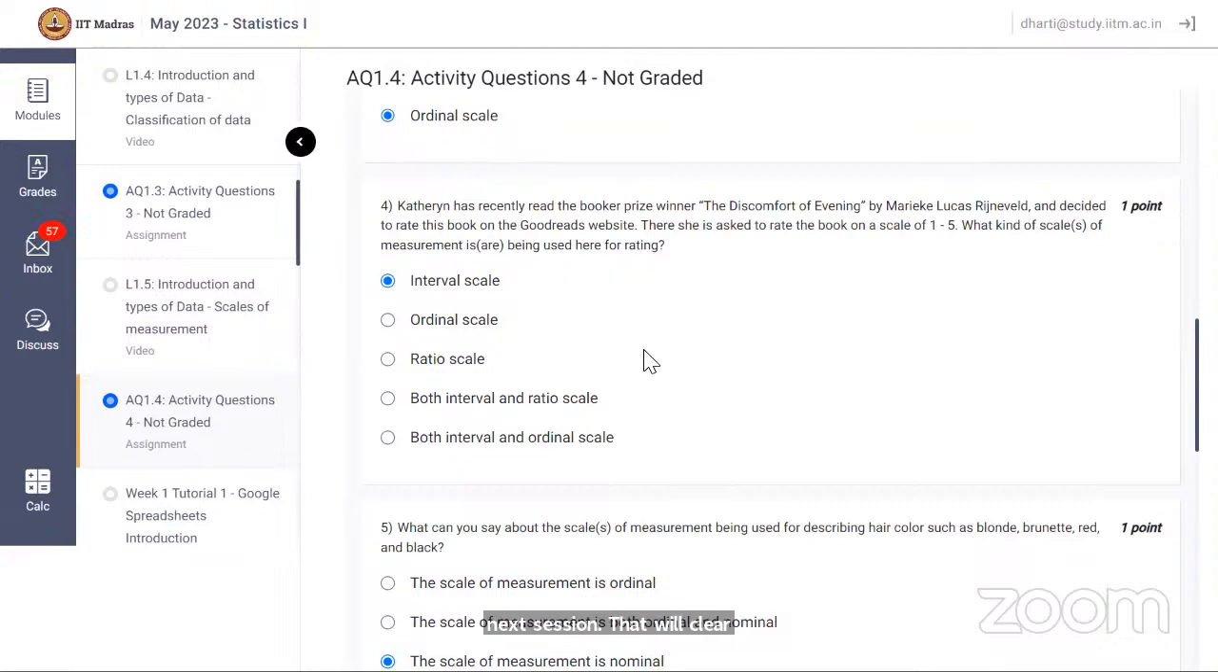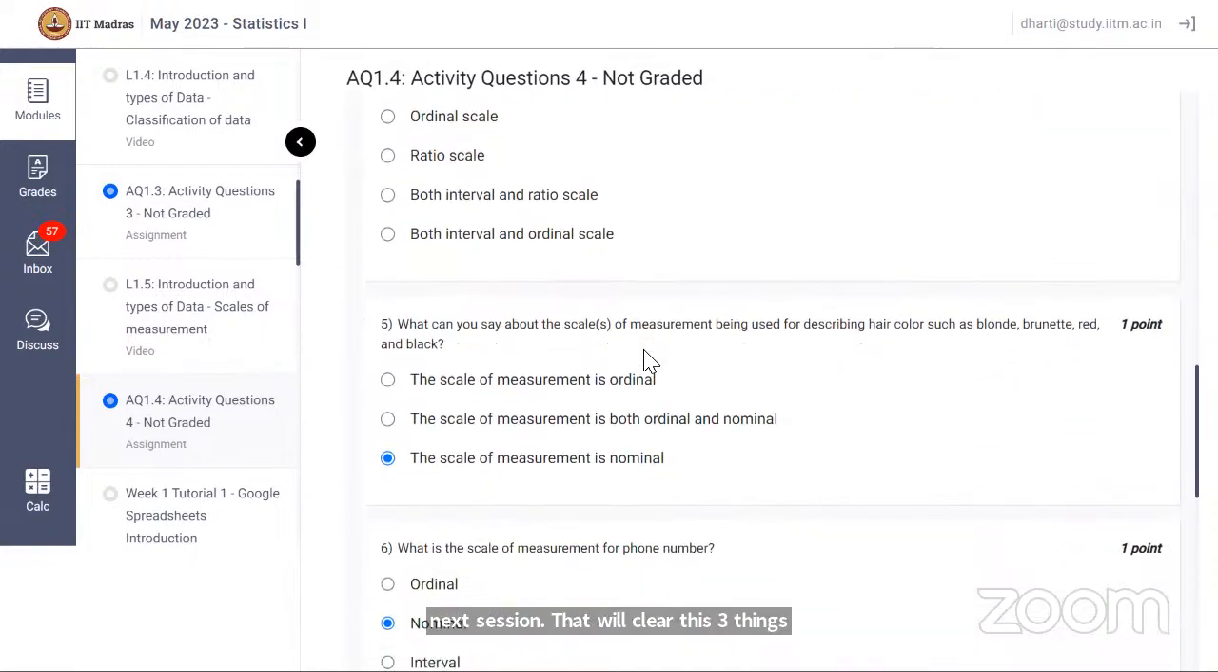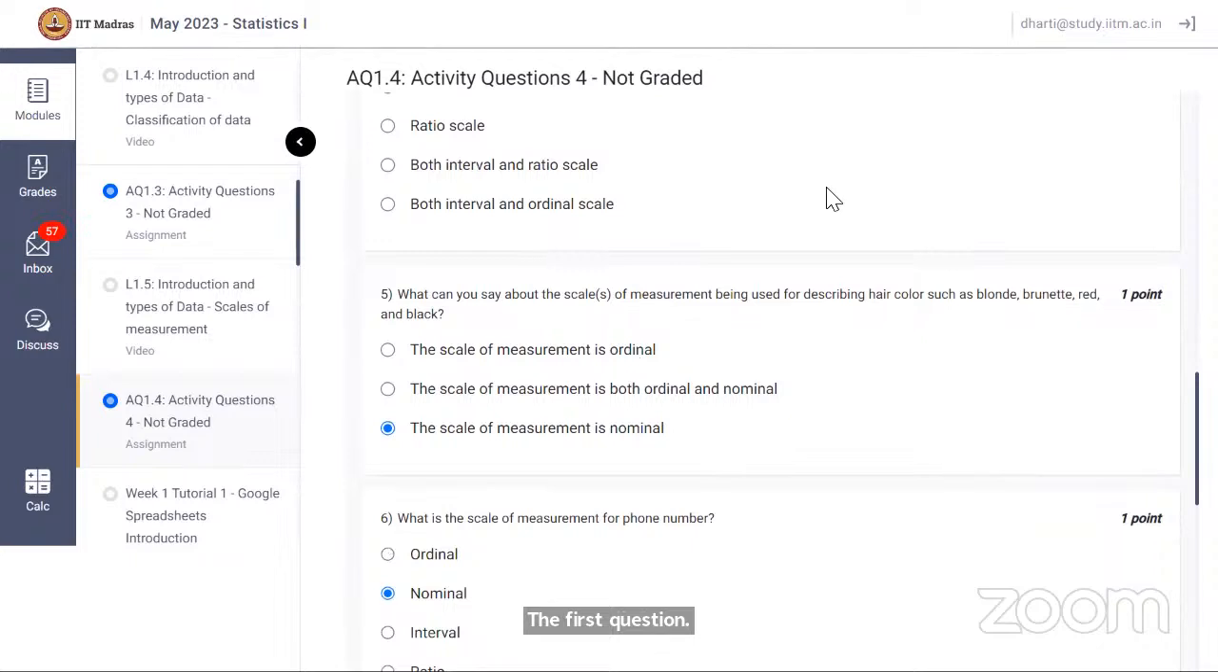For the fourth question, why would it not be both interval knowledge? Okay, thank you, ma'am. Anything else? It's 8:25.